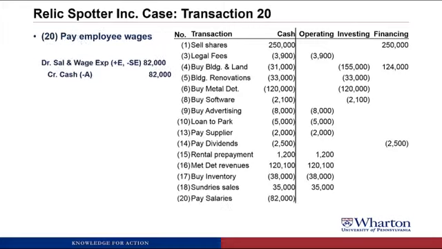Finally, transaction 20. Relic Spotter paid $82,000 cash to its employees for salaries and wages. Is this operating, investing, or financing? Again, this is operating. It's an operating cash outflow of $82,000. Paying our employees is one of our key business activities, so this would be an operating activity. And that was the last cash transaction for Relic Spotter because the rest of the transactions in the case were adjusting entries, and adjusting entries never involve cash.